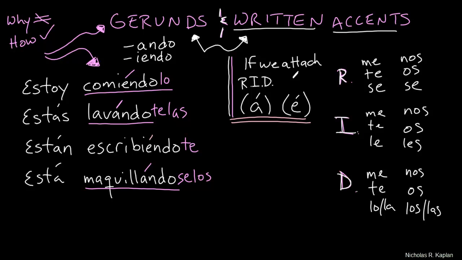And let's just say this is probably going to work 99.9% of the time. So here you go: written accent on the A of the -ando, -iendo, or on the E of the -iendo, and we remember indirect before direct, reflexive first of all.